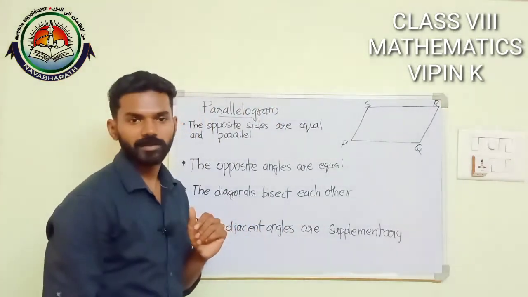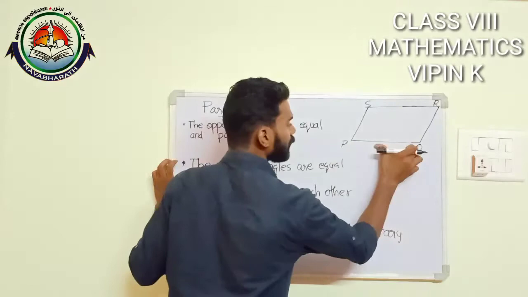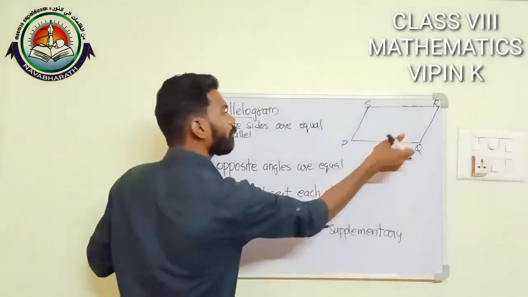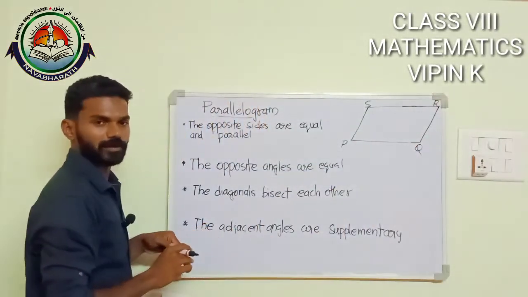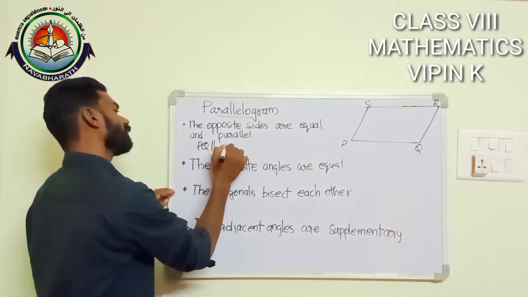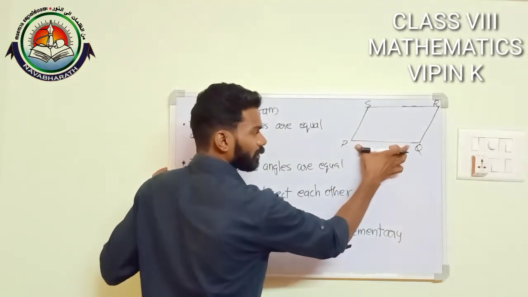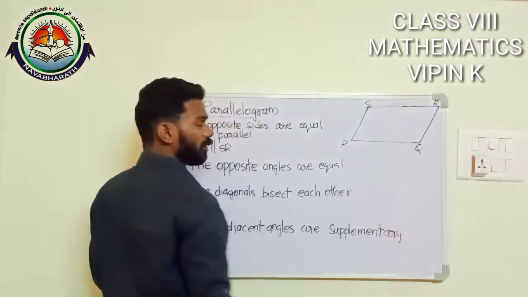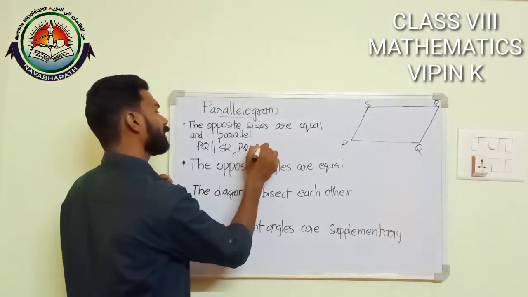You can see that the side PQ and its opposite side SR are parallel. So we can say that PQ is parallel to SR. And also the length of PQ is equal to SR. So we can also write PQ equals SR.